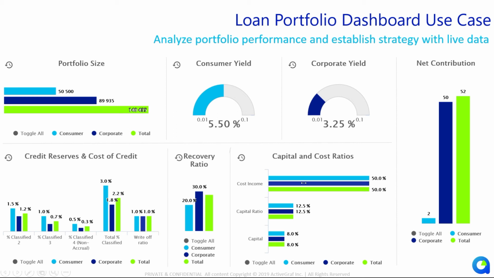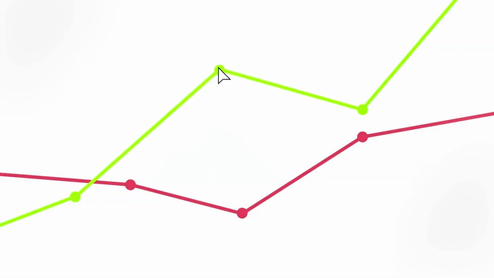ActiveGraf allows for real-time scenarios and immediate feedback to make data-driven decisions, and thereby reduce the time to make a good decision and make those decisions in an informed way.